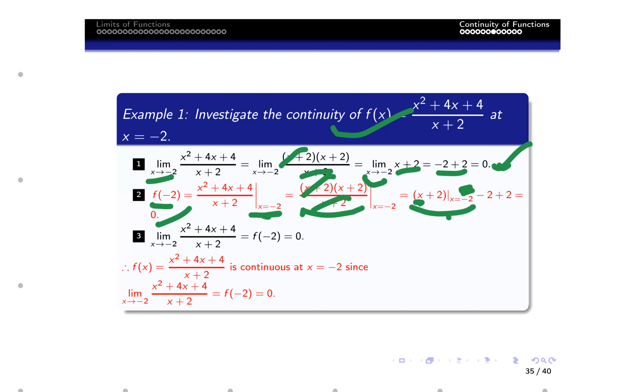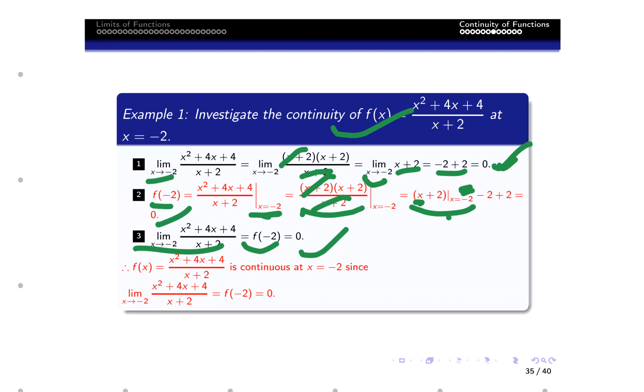It is only infinity that is a bad answer. So here too, when you evaluate the function at minus 2, you also get 0. So the first two conditions have been met. And then, interestingly, the two values are actually equal. This is the summary of the three conditions in one sentence: the limit of the function as x approaches minus 2, and the value of the function evaluated at minus 2, are both equal to 0.